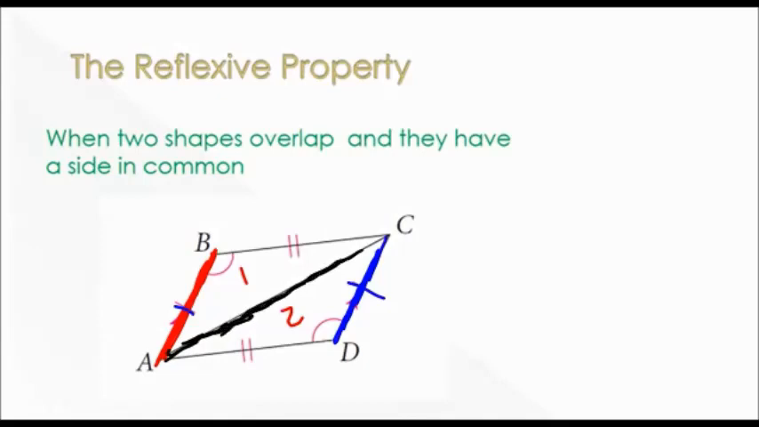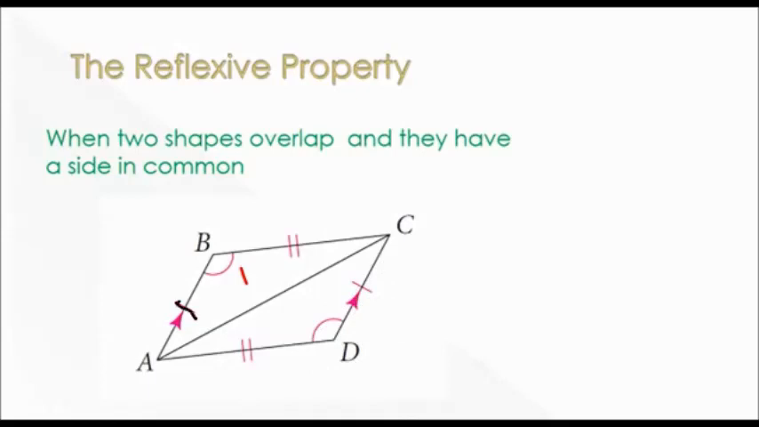But what about this one that goes down the middle? Is that in triangle 1, or is that in triangle 2? Well, it's definitely in triangle 1, but it's also definitely in triangle 2. All the reflexive property says is that it is the same length in each triangle. And here's why that's useful.